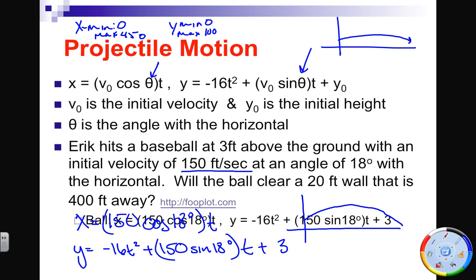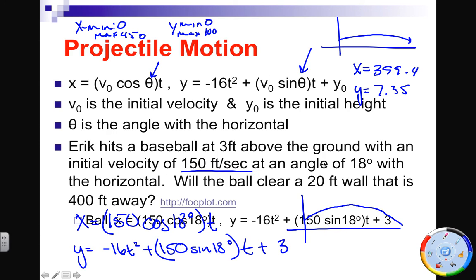But I can trace, and my trace will bring me out to x equals 399.4. And you could probably estimate pretty good. And you'd notice that the y value is 7.35. So that means at 399 feet away from the batter, the ball will be at 7.35 feet off the ground, but it needs to clear a 20-foot wall, so the answer is no. It will not hit a home run. Eric's not hitting it hard enough.